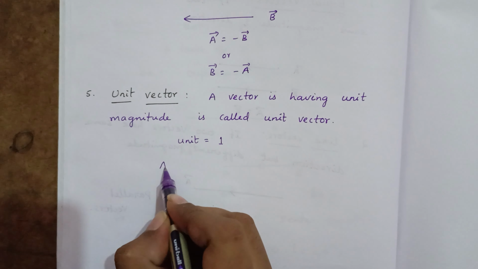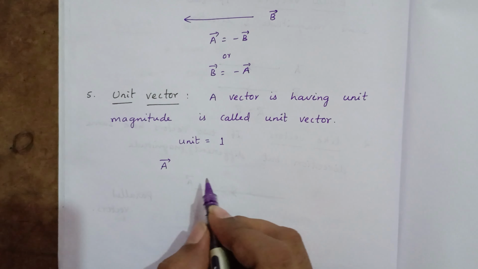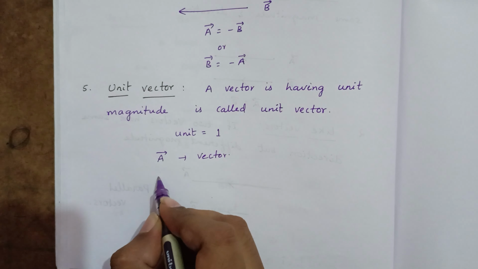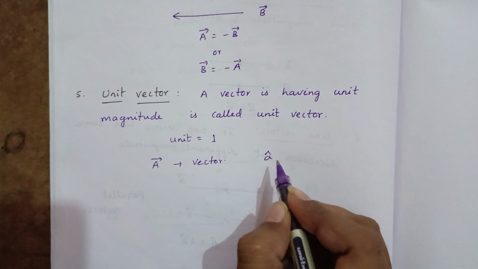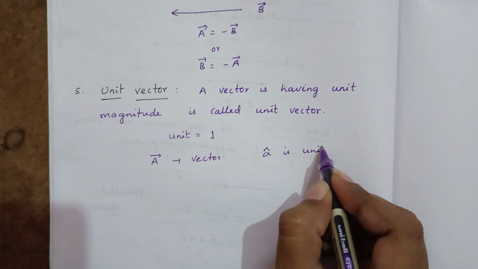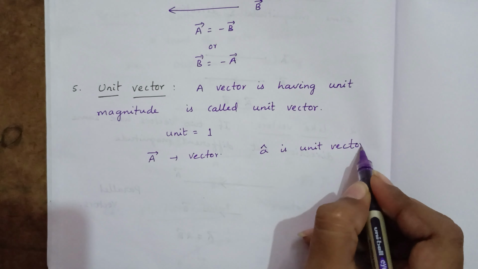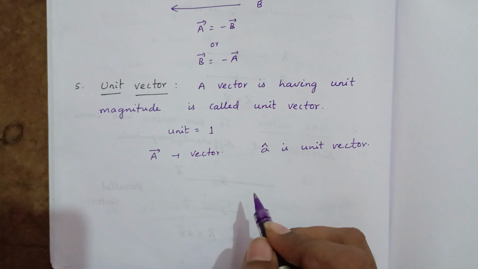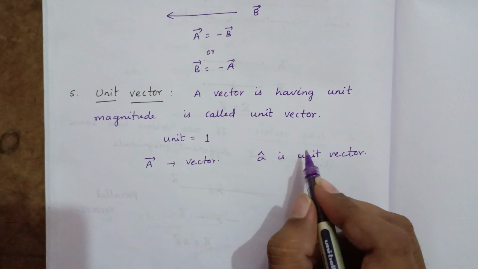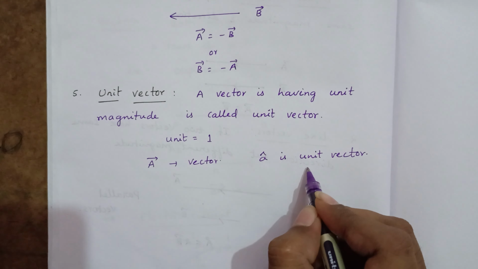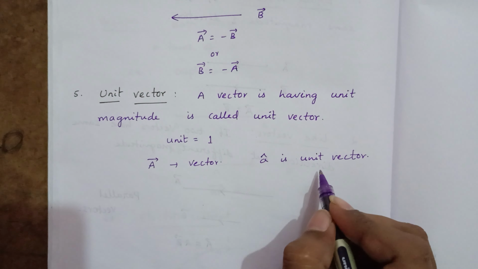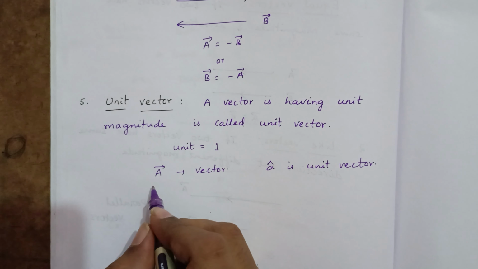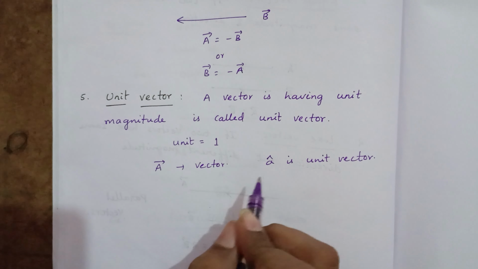Now if A bar is a vector, its unit vector is A cap. A cap is the unit vector, cap symbol. Now the unit vector has magnitude unit. As it is a vector, it should have magnitude and direction. Magnitude is unit. Then what about direction? It is parallel to A bar, same as A bar, same direction.